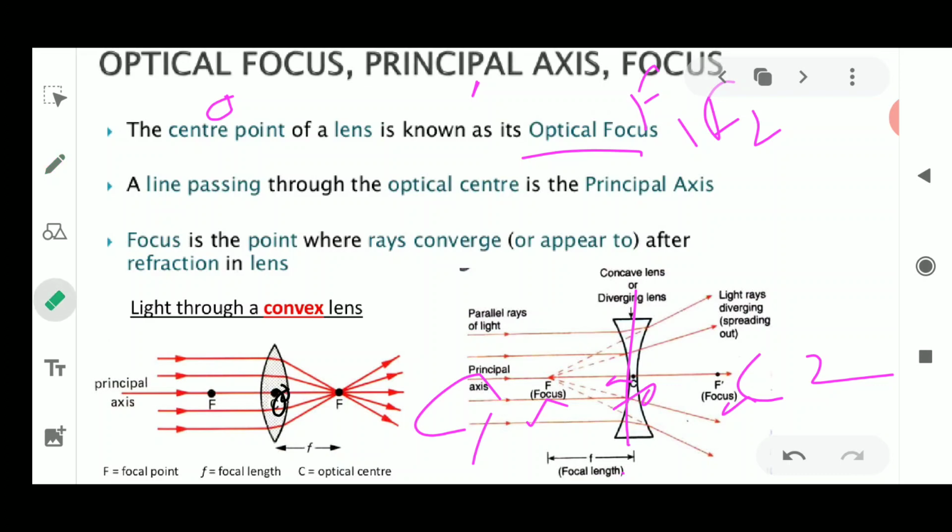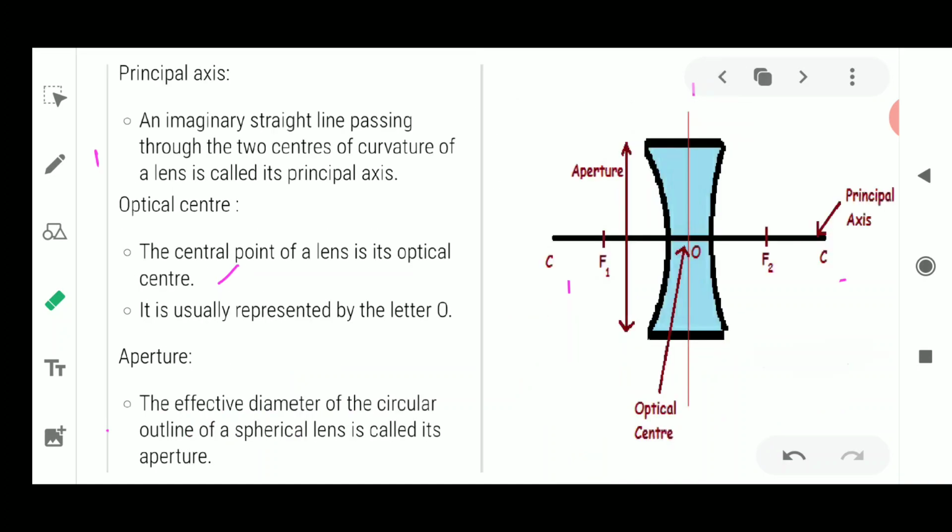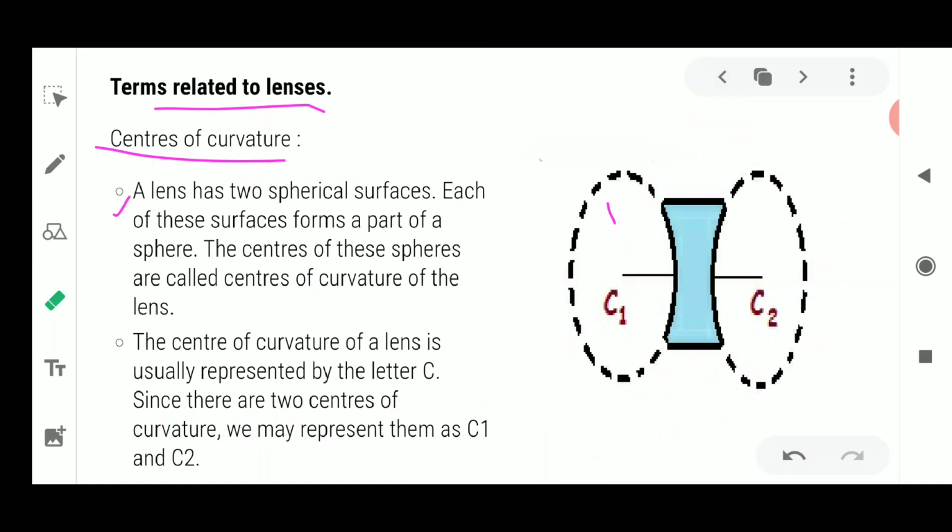Okay, so a lens is a part of two spherical hollow glass spheres, which is why we obtain these things in twos. Please remember the terms related to these lenses. The first thing we discussed was the center of curvature. So we have two centers of curvature. Why two centers of curvature?